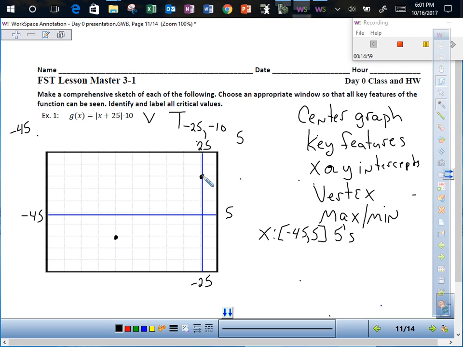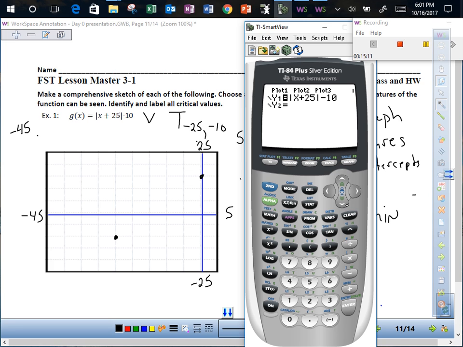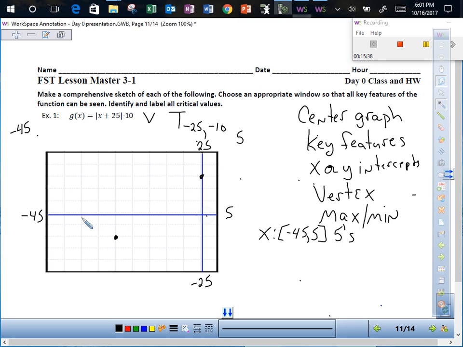The other thing I'm missing now, guys, is the x-intercept. So I can go get it real fast. I'm going to also graph the line y equals 0. Let's go second, calculate intersection, and let's see where my x-intercept is. Enter. So it looks like it's at negative 35. So 5, 10, 15, 20, 25, 30, 35.